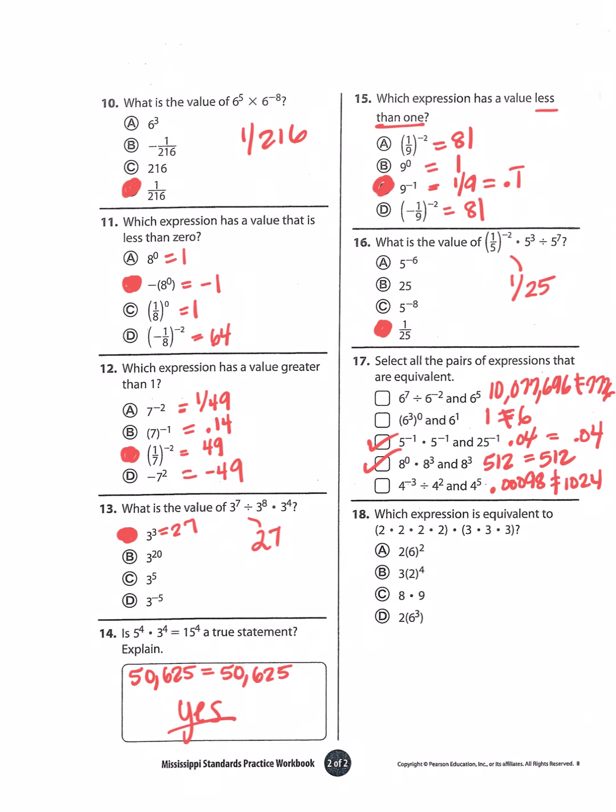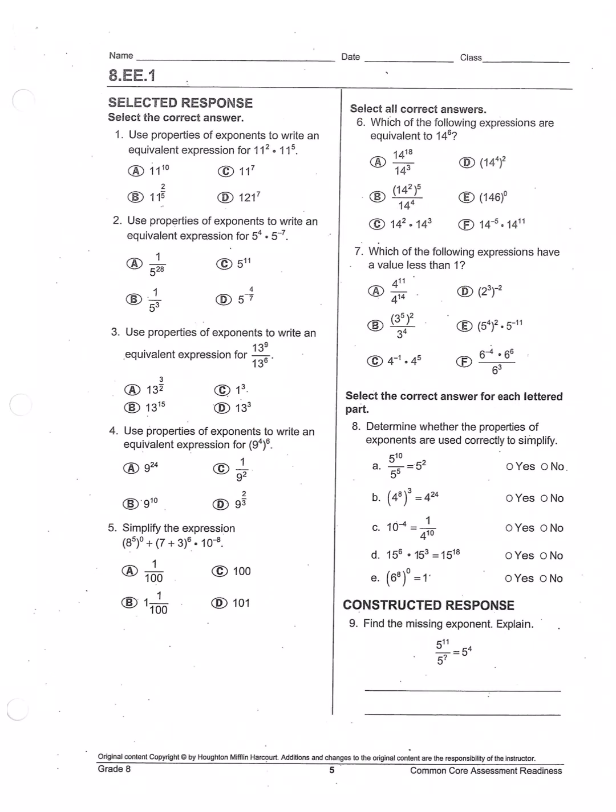And the last one is, which expression is equivalent to 2 times 2 times 2 times 2 times 3 times 3 times 3? And if you punch all that in the calculator, you get 432. Again, none of these choices is 432, so I just have to figure out which one is equal to that. 2 times 6 squared is 72. That's not right. 3 times 2 to the 4th is 48. 8 times 9 is 72. And 2 times 6 to the 3rd is 432. There's your answer, D.